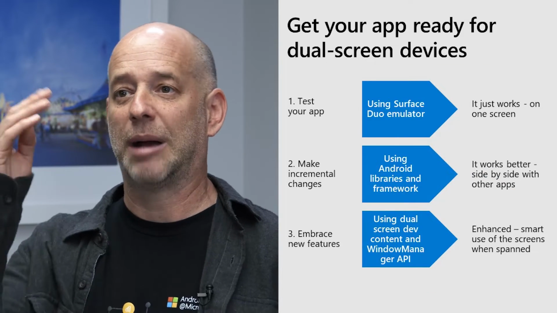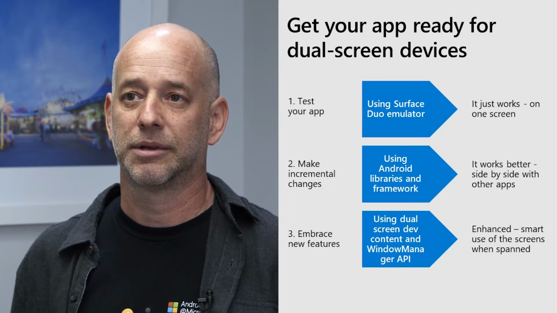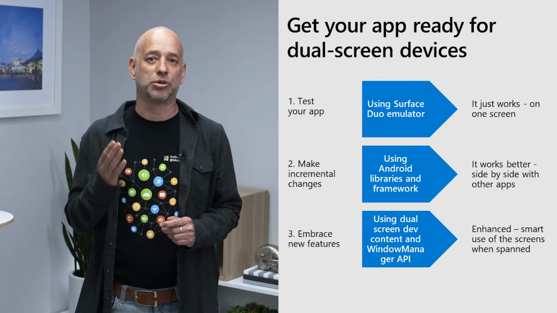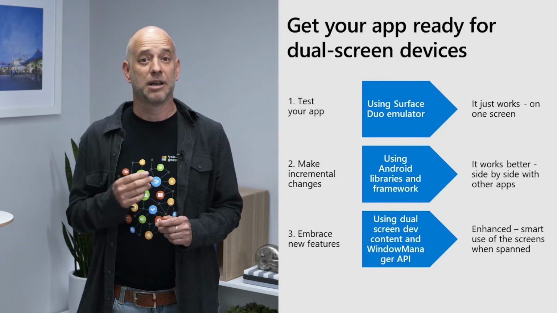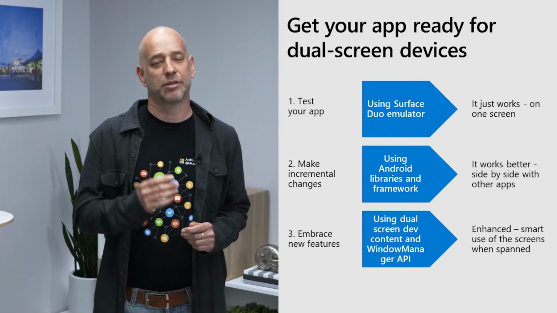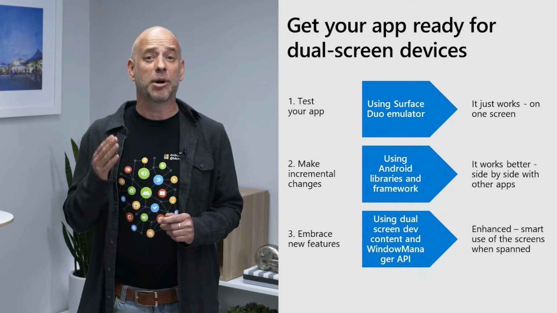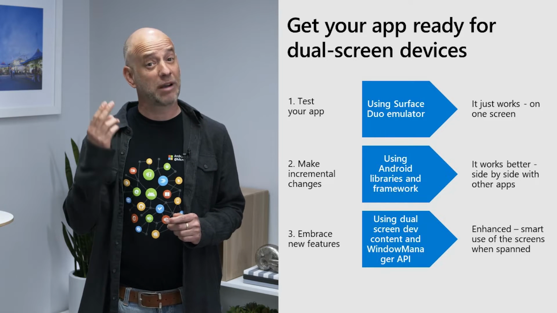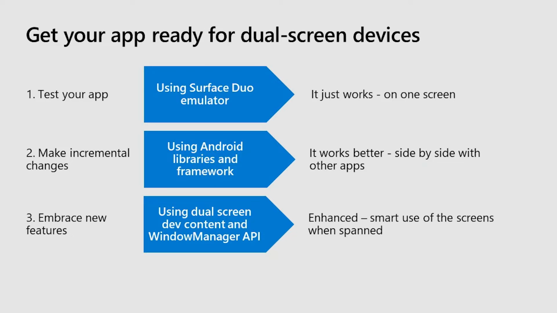Time to talk about your app now. Follow a 3-step guide to adapt it to dual screen. Start by testing your app on dual screens. You can use the emulator for that. Second, make small increments so your app will work better when running side by side with another app. Then, and this is where the magic happens, think about what you can do in your app now that you have 2 screens to present content to your users. Let's dig down into these 3 steps.